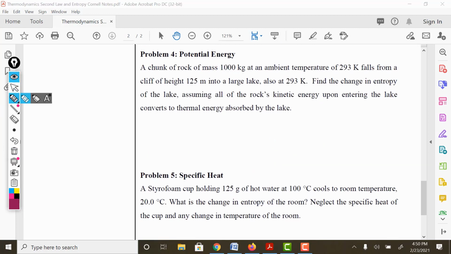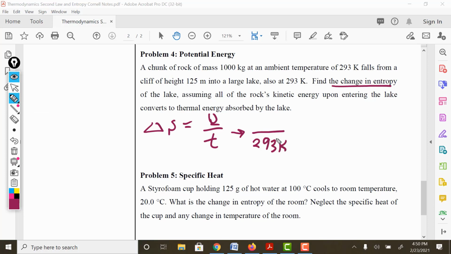Potential energy. If we were to drop this rock, right, we want to find the change in entropy. The temperature given is 293 Kelvin. Remember, make sure that when you do entropy problems that you have temperature in Kelvin. Q, however, in this case, recall that Q, based on the first law of thermodynamics, could be equal to kinetic energy. Based on conservation of energy, kinetic energy could be potential energy. For this problem, because a rock is falling into a lake, we propose to you, this is not always the case, but we propose to you that the Q could be the potential energy.